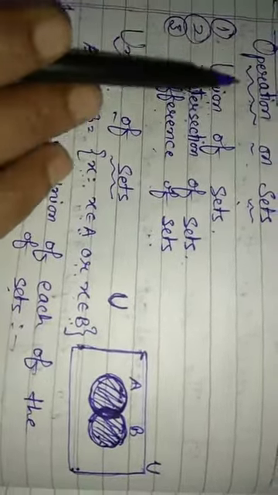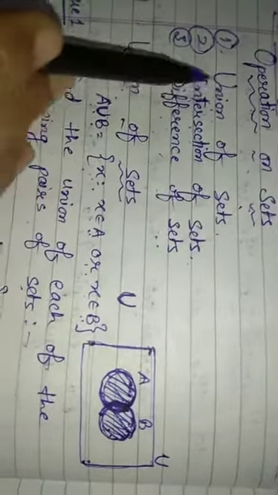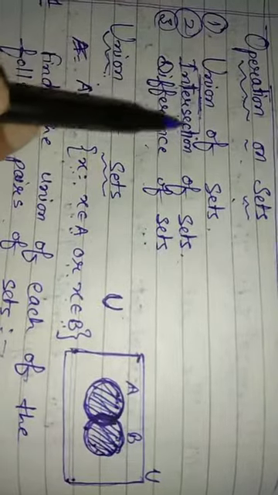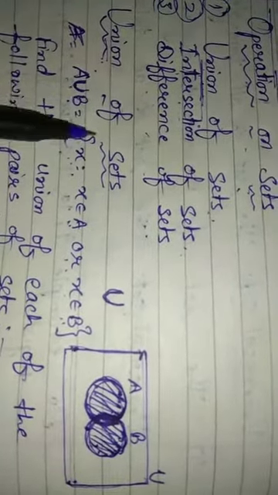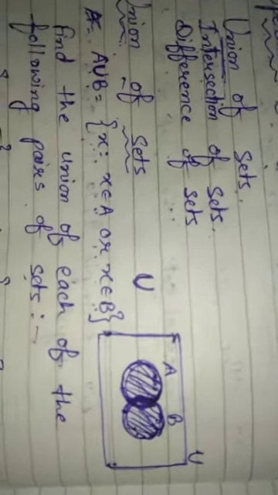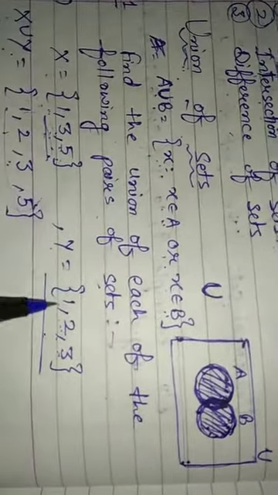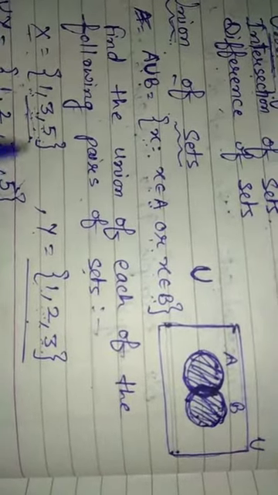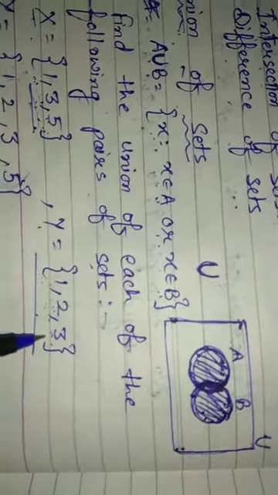Now, the next topic is operations on sets. Firstly, I am taking the topic union of sets. What is the union of sets? Suppose set A has elements 1, 3, 5, and set B has elements 1, 2, 3. Suppose this is set X whose elements are 1, 3, 5, and set Y has elements 1, 2, 3.